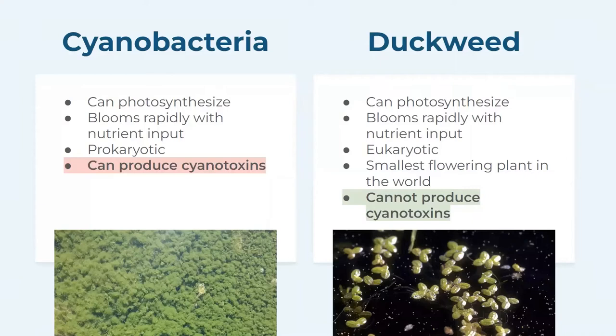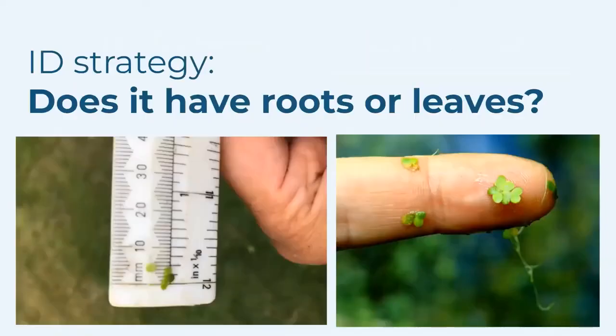Duckweed and aquatic plants do not produce cyanotoxins. So again, not what we worry about as much. Harmful algal blooms do have that potential, and so you want to be able to differentiate these two. Once again, similar to the stick test, there's an easy strategy for doing this. If you see something and you're not sure if it's a cyanobacteria bloom or an aquatic plant like duckweed, you can once again use your stick or your rock.